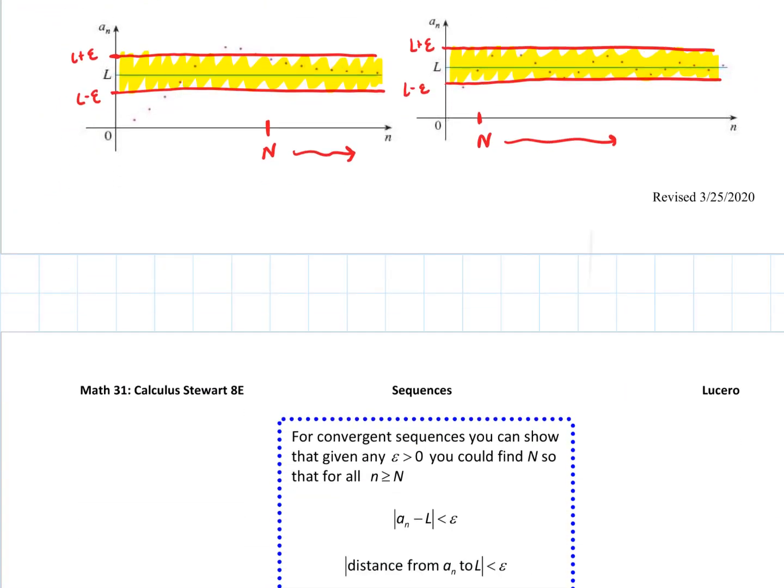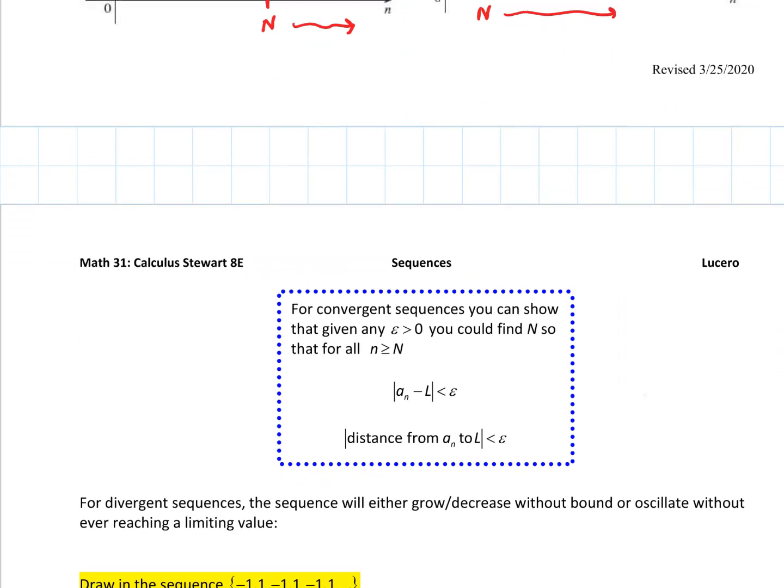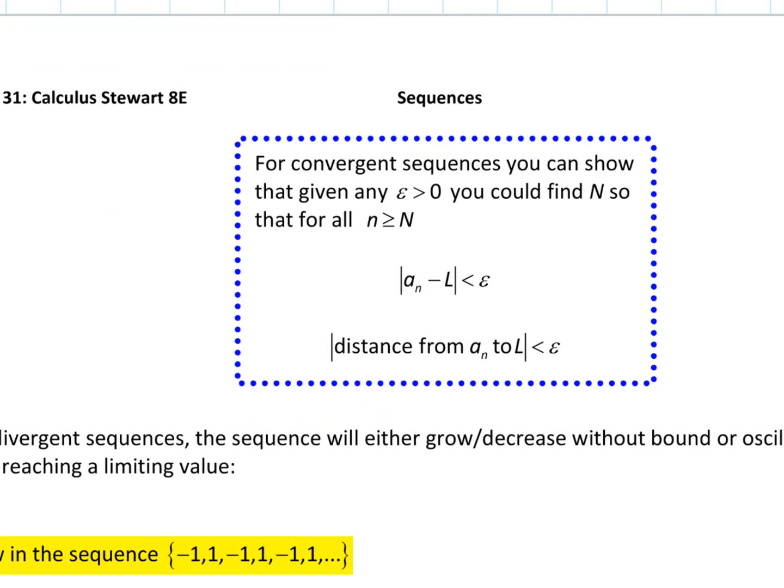Okay, all right, so just one little summary, and then we're going to have to stop this video for now. For convergent sequences, you can show that given any epsilon greater than 0, you can find capital N so that for all of the terms, little n greater than that capital N, the distance of a sub n to L, and that's how we express distance in mathematical form, the absolute value of a sub n minus L, is less than epsilon.